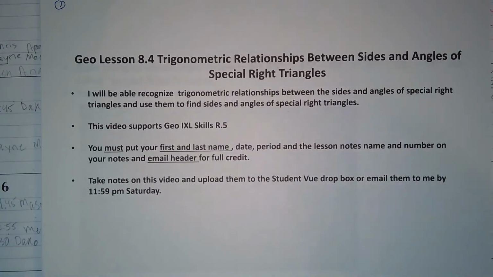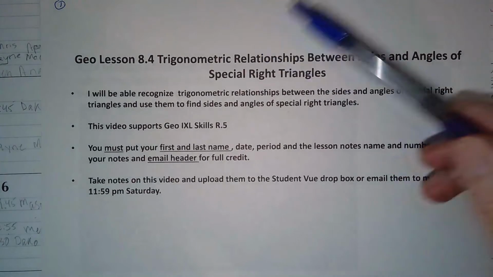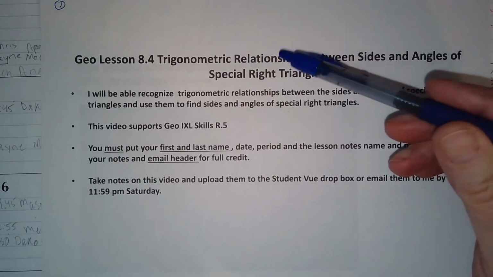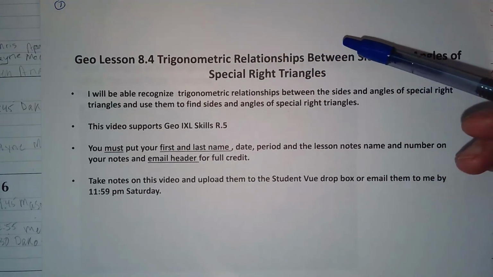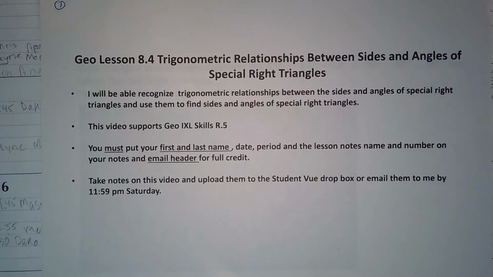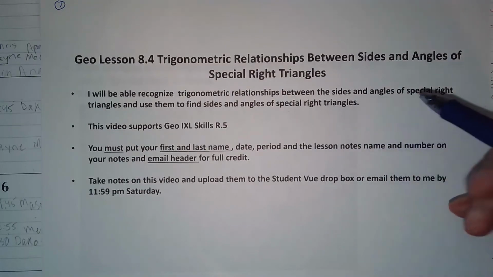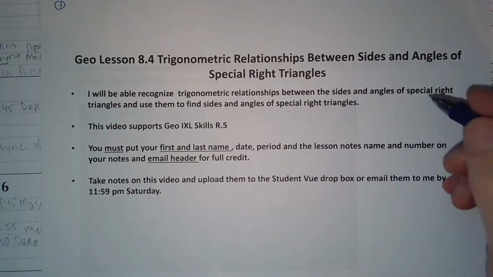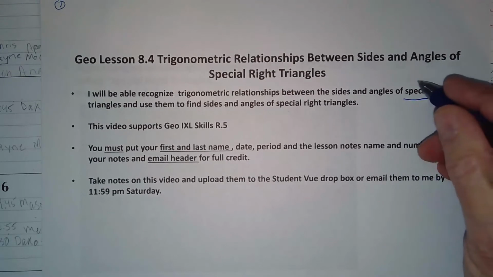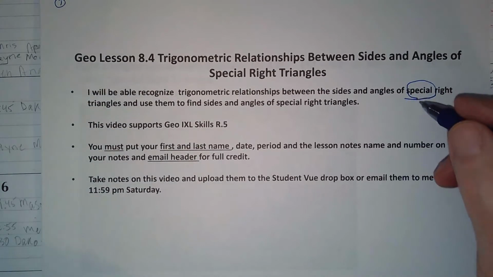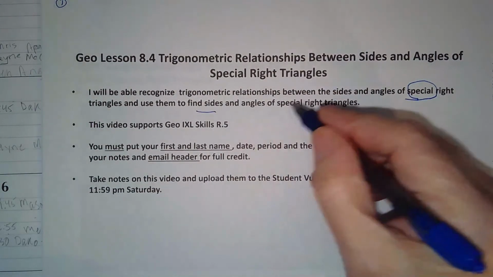Good morning. Today we are going to cover Geometry Lesson 8.4, Trigonometric Relationships Between Sides and Angles of Special Right Triangles. And so you're going to look into trig relationships between the sides and angles of, as I said, special right triangles. That's the important thing. And of course, we're finding sides and we're finding angles.